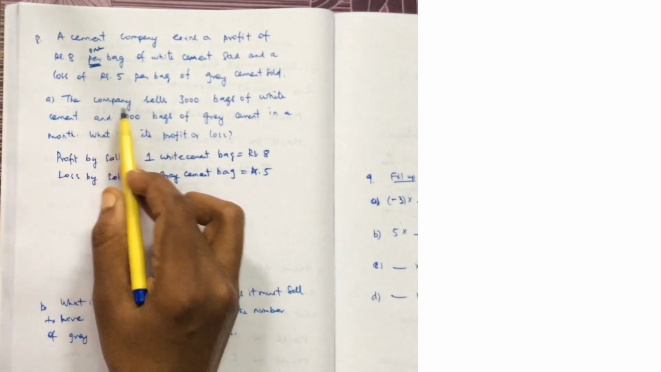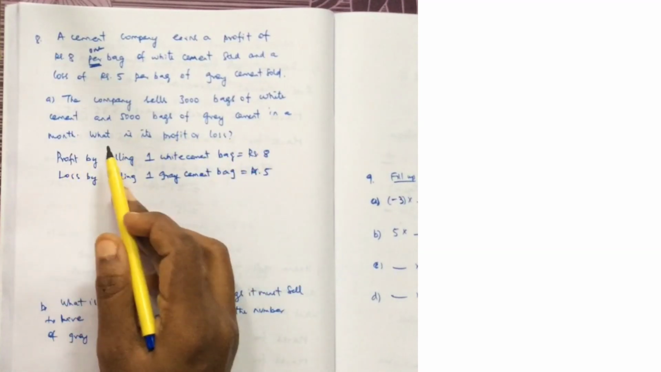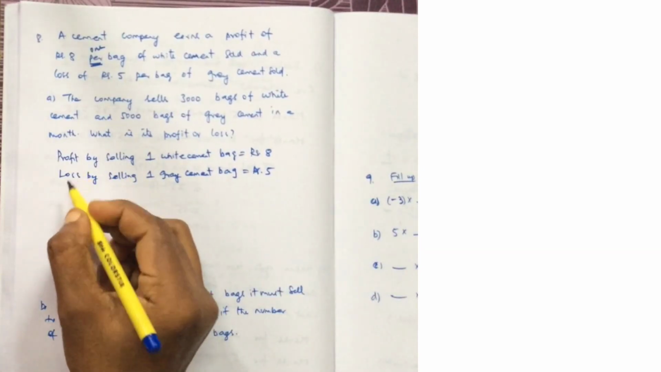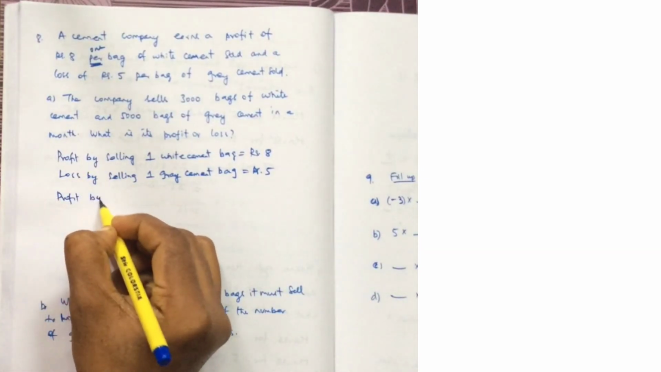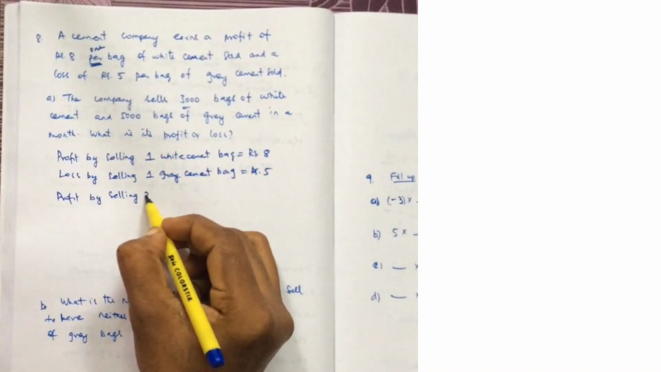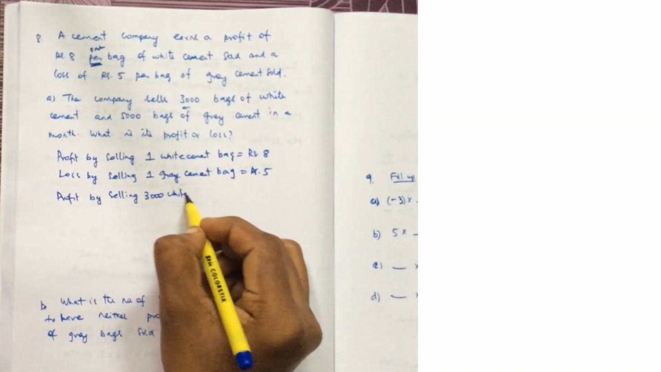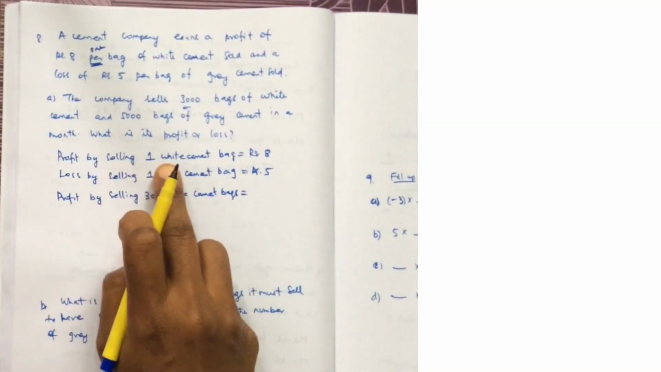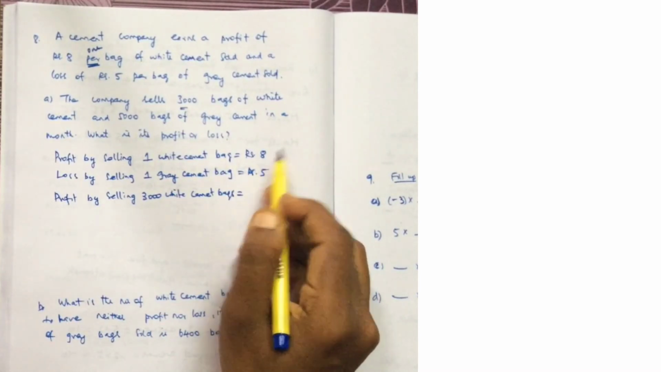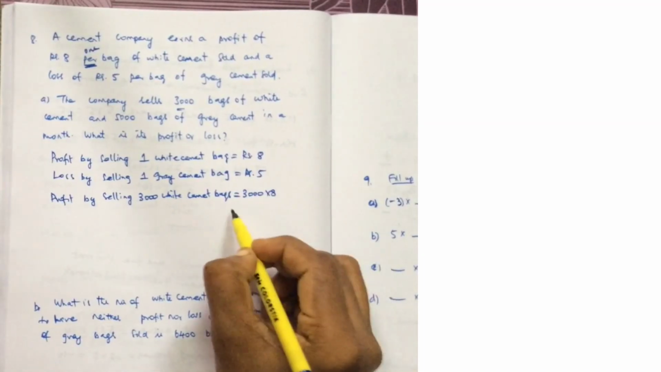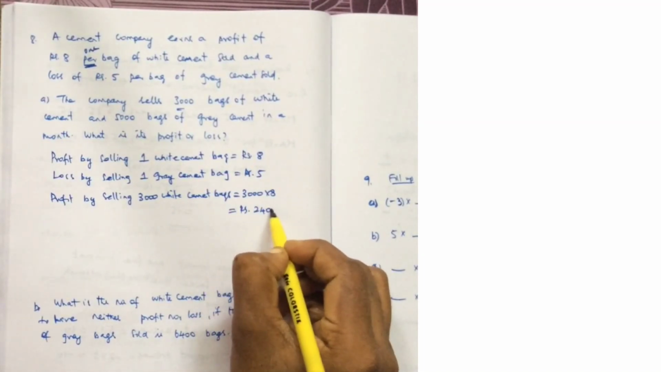Now here the company sells 3000 bags of white cement and 5000 bags of grey cement in a month. What is its profit or loss? They are asking for that. So what is the profit by selling 3000 white cement bags? If they sell one white cement bag, they get rupees 8. Now we have to calculate for 3000 bags. So 3000 multiplied by 8 is equal to rupees 24000.